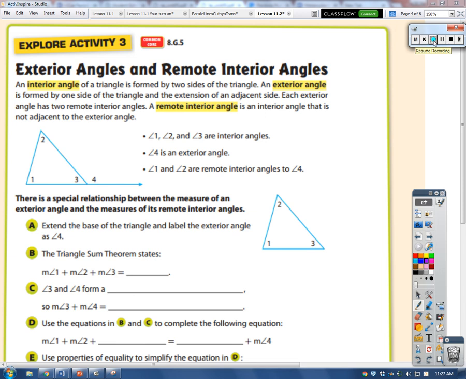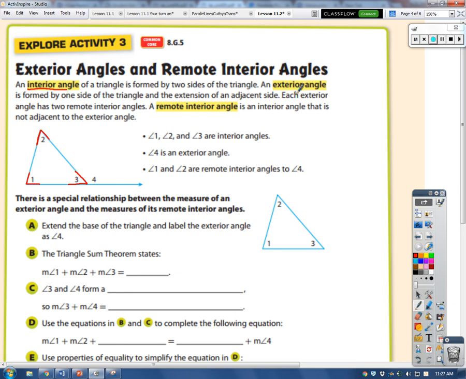Okay, we are continuing lesson 11.2 with Explore Activity 3, Exterior Angles and Remote Interior Angles. An interior angle of a triangle is formed by two sides of a triangle. I'll give you a little illustration here. These are our interior angles: 1, because it's formed by two sides; 2, formed by two sides; and 3, because it's formed by two sides. So those are our interior angles. An interior angle of a triangle is formed by two sides of the triangle.